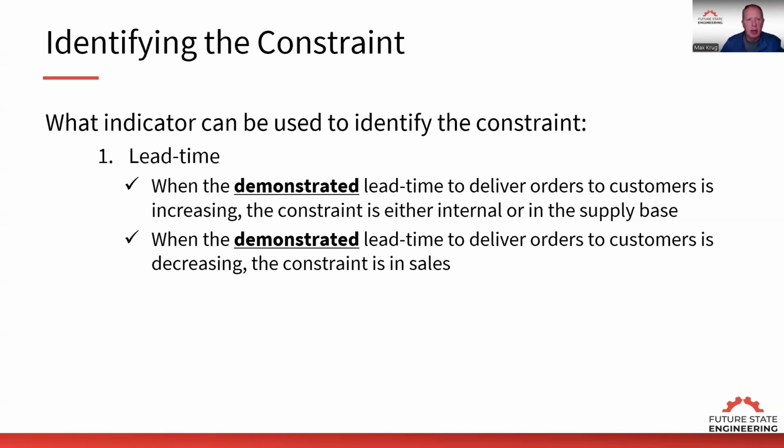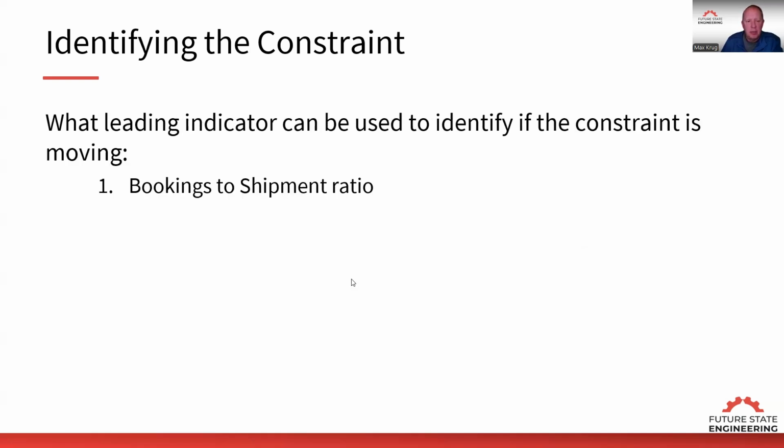And of course, that's going to be different for different products, but we want to look at the value streams and understand the demonstrated lead times within those value streams. So when the demonstrated lead time to deliver is increasing, the constraint is either internal or in the supply base. When the demonstrated lead time to deliver to the customers is decreasing, the constraint is in sales.